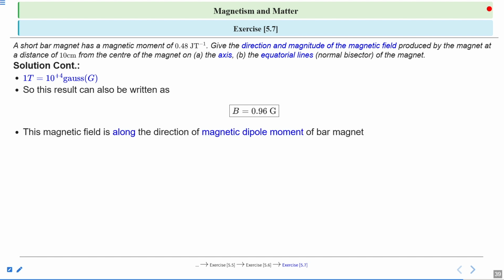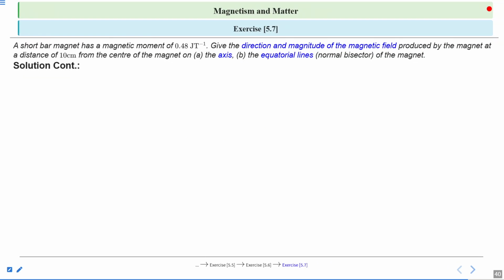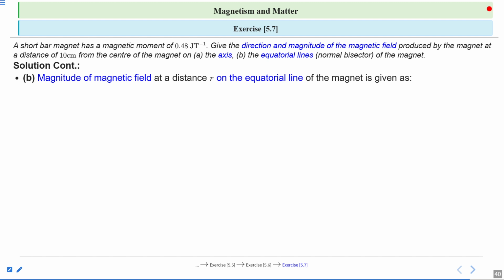This magnetic field is along the direction of the magnetic dipole moment of the bar magnet. On the axis, the direction of the magnetic field is along the magnetic moment, that is, from south to north. It means that the direction of the magnetic field is from the south pole to the north pole of the bar magnet. Got it?